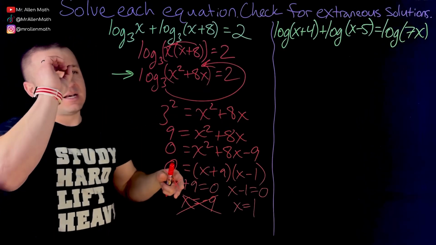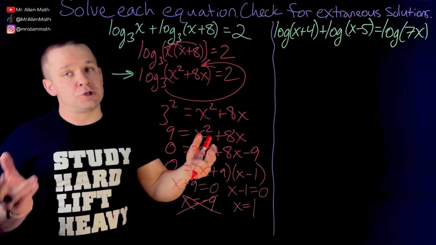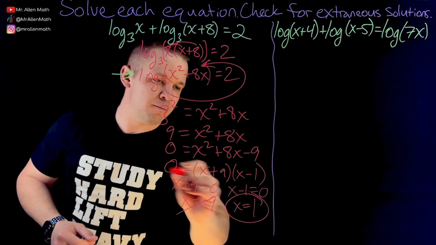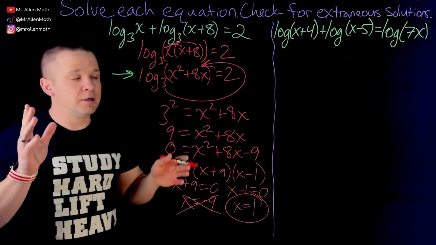Log base 3 of 1 is 0, because 3 to the 0 power is 1. Log base 3 of 9 is 2 because 3 to the second power is 9. Bingo, bango. That one works, the other one does not. Cool? Any questions? Didn't think so.